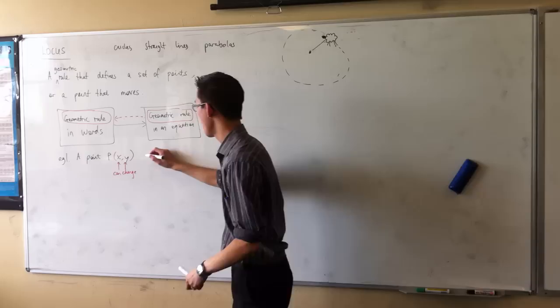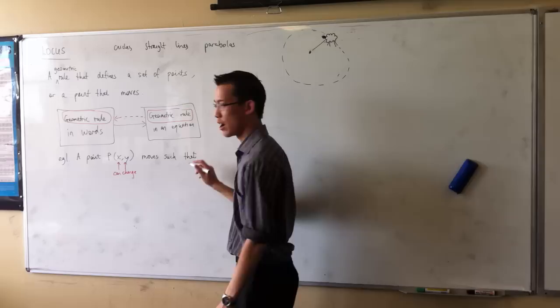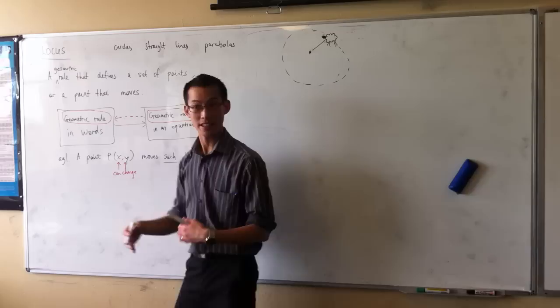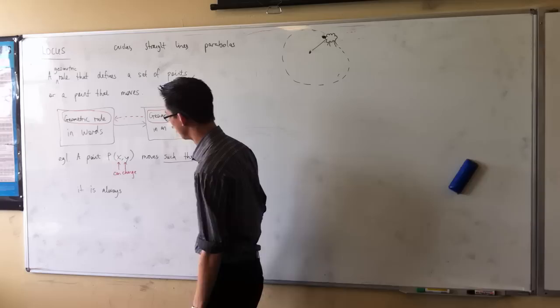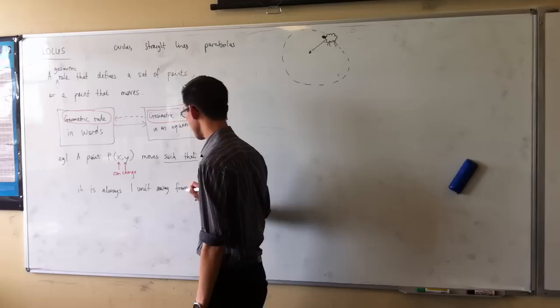such that. Now, when you see those words, such that, what's about to follow is the geometric rule. They're about to tell you the behavior that this thing has to exhibit. Such that it is always one unit away from the point.